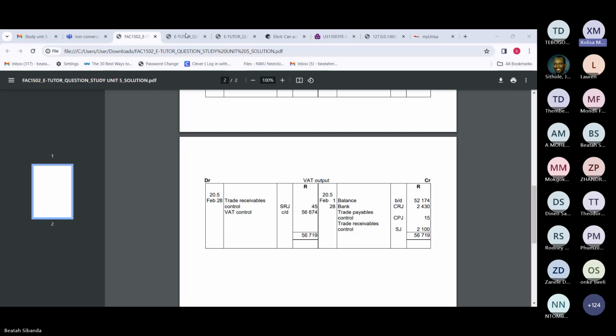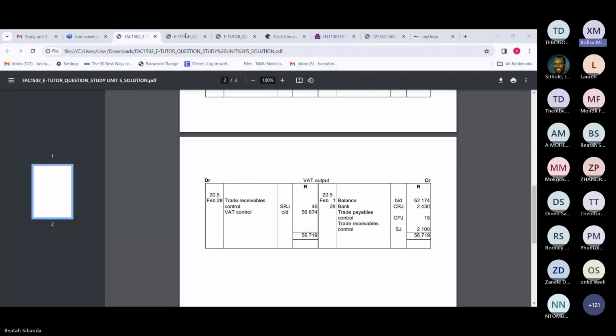Okay, cool. And then can somebody tell me, where does our 2430 come from? Just one person to tell me, where does the 2430 come from? It comes from the cash receipts journal. Everyone happy with that? So that's the VAT that we have to pay because of the cash sales that we made, right? And that we find in the cash receipts for 2430, right?